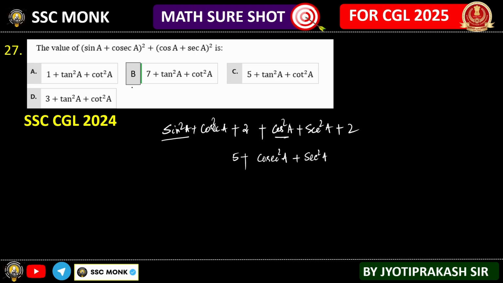Simple. Yes or no? Now cosec²A is equal to, I can write, 1 plus cot²A, and here sec²A I can write 1 plus tan²A. So this can be written as 7 plus tan²A plus cot²A. Answer option B. Clear? Next.